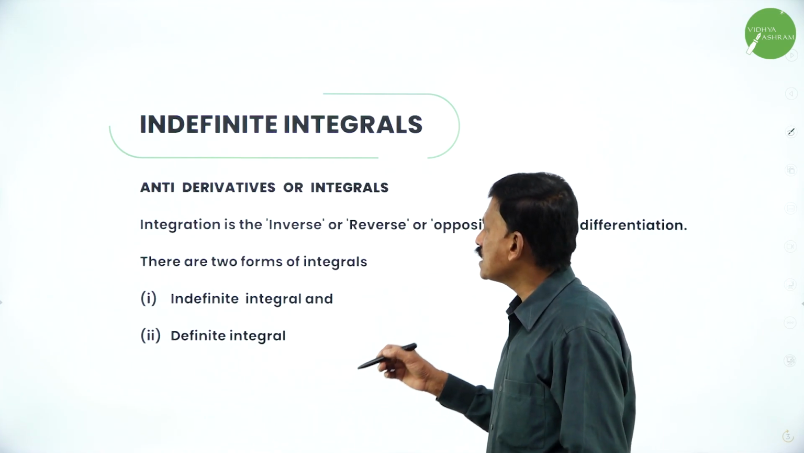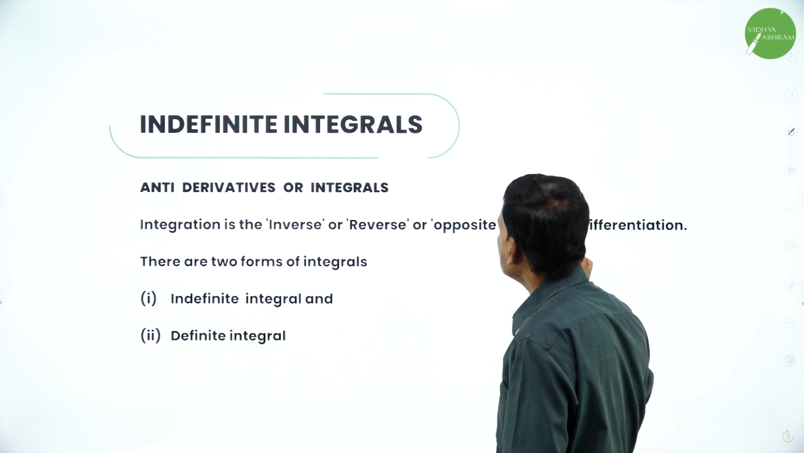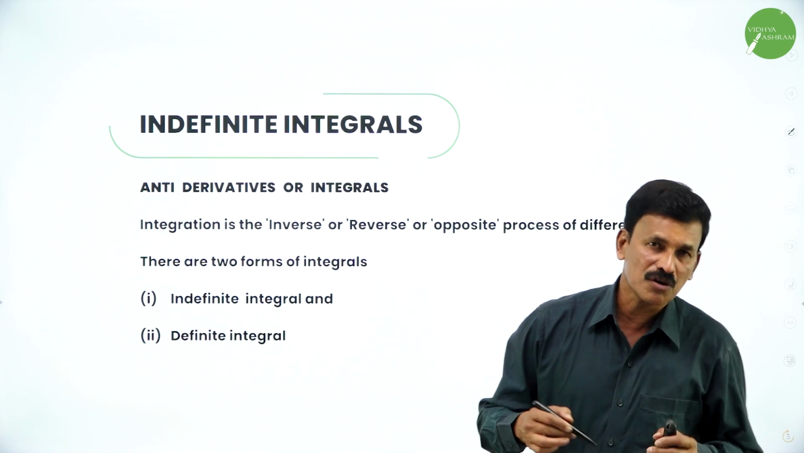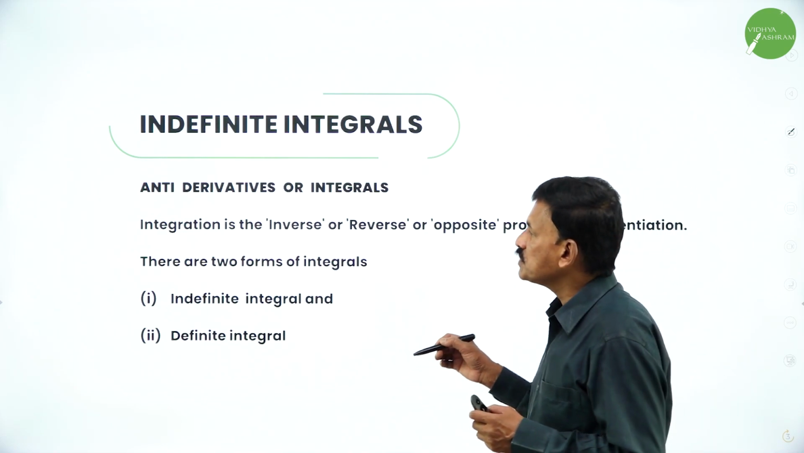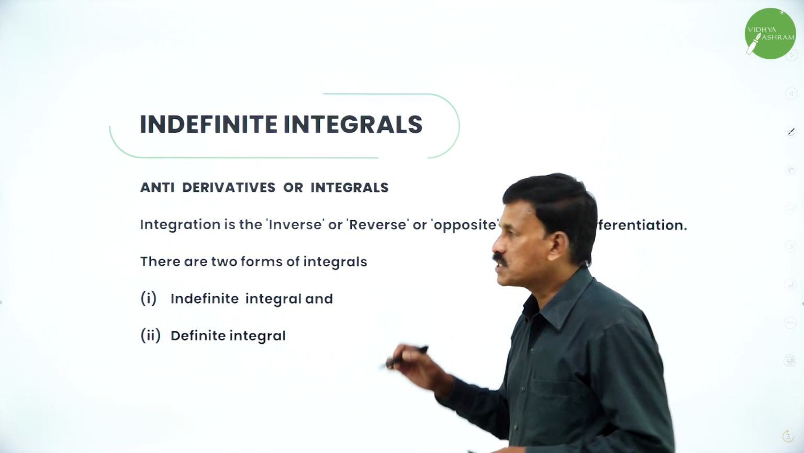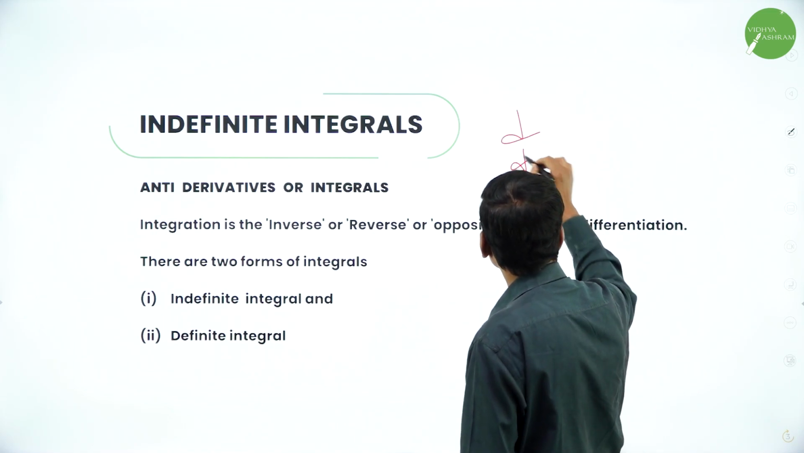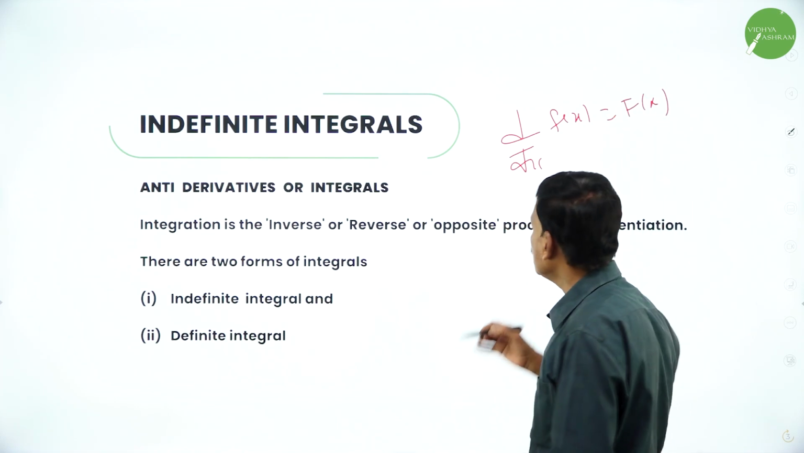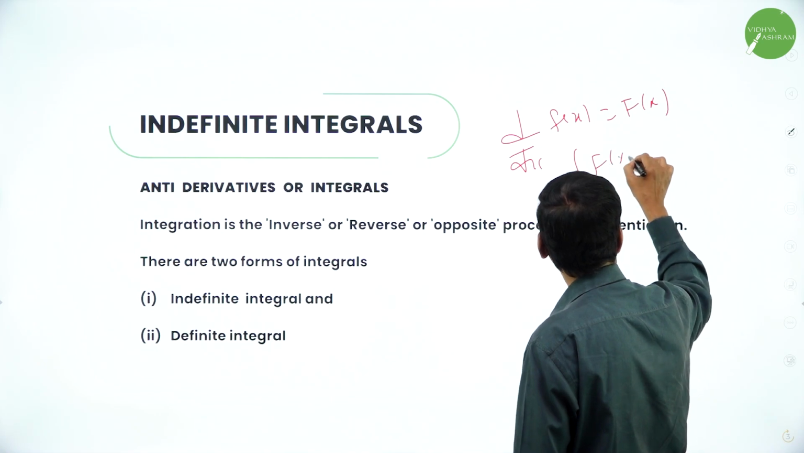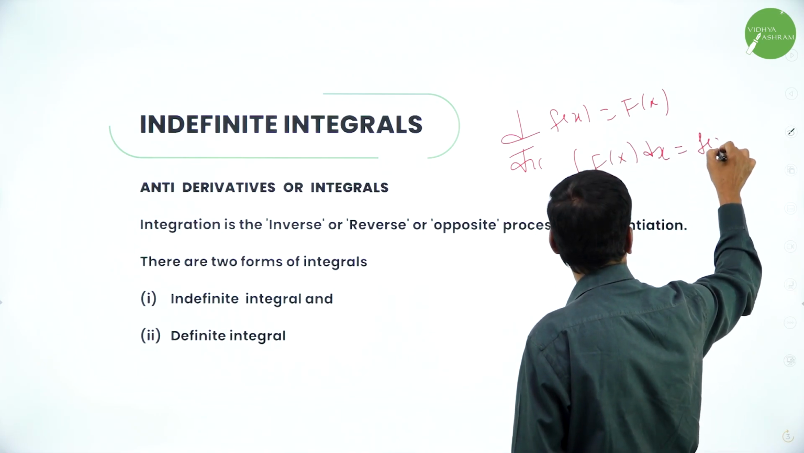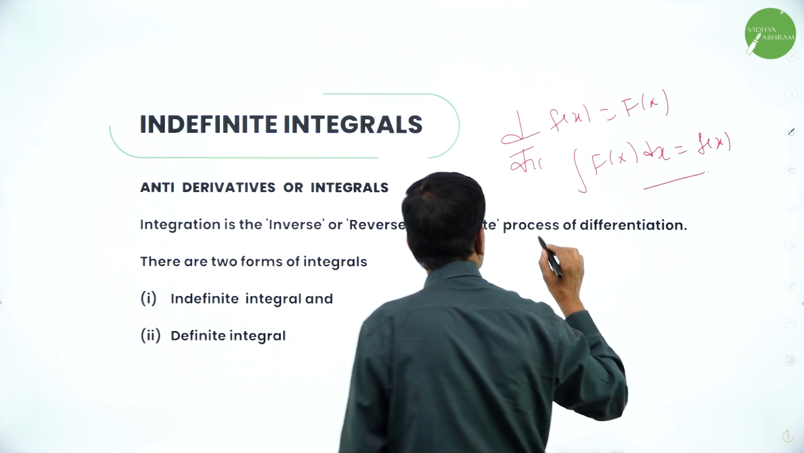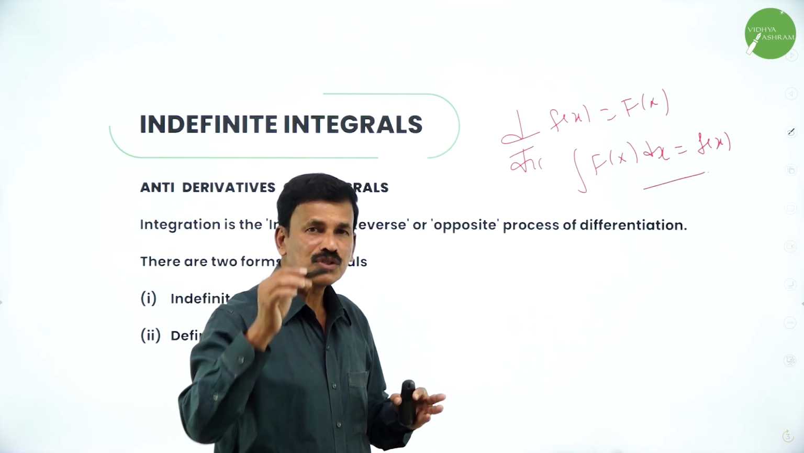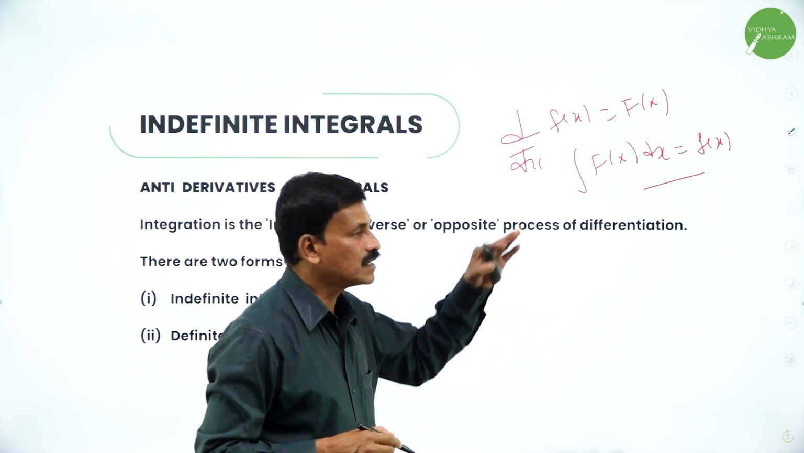Integration is the inverse process or reverse process or opposite process of differentiation. So suppose if you differentiate a function, say d by dx of f of x is equal to capital F of x. Then if you integrate, this is the symbol for integration, integration of capital F of x dx is equal to f of x. That means if you differentiate a function small f of x, you are going to get a capital F of x. If you integrate the answer, you will get the function itself.